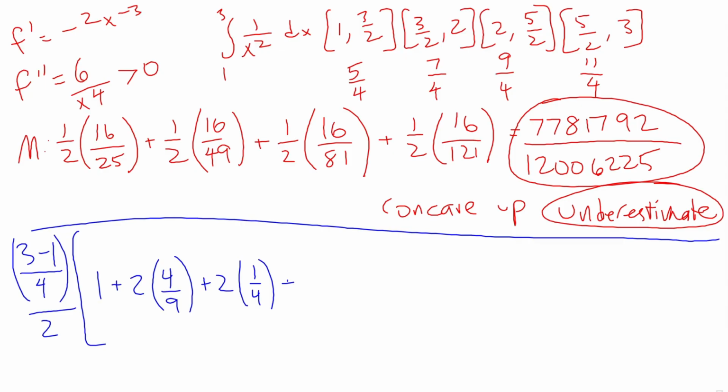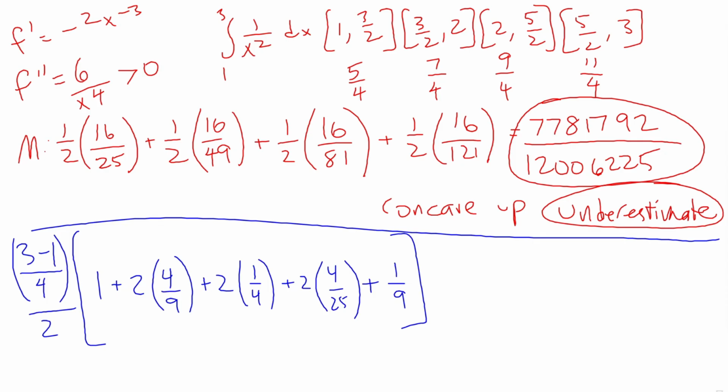And then we're going to have 2 times the value at 5 halves. The value at 5 halves was 4 over 25. And then the last one will just be 1 times the value at 3, which is 1/9. So 1 plus 8/9 plus 1/2 plus 8/25 plus 1/9.